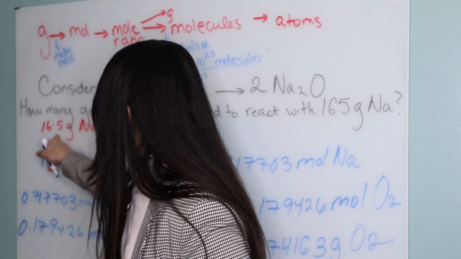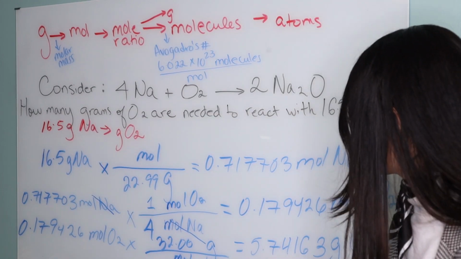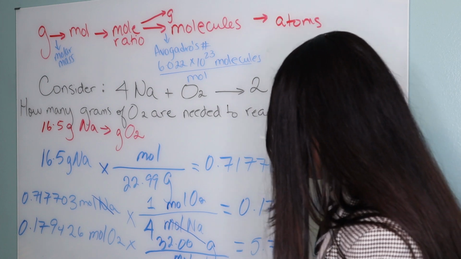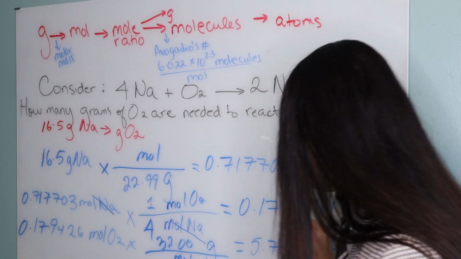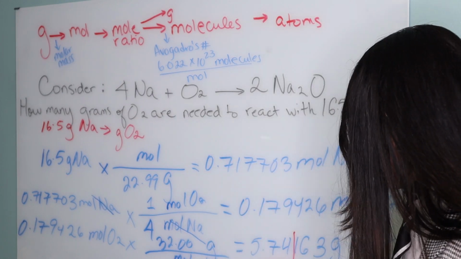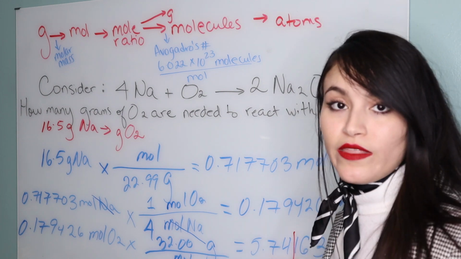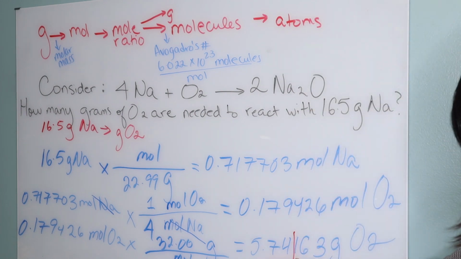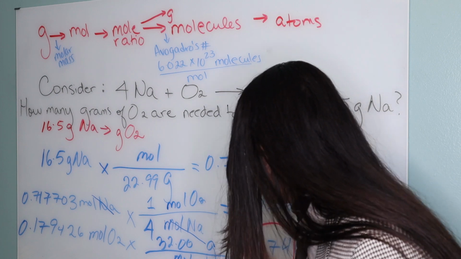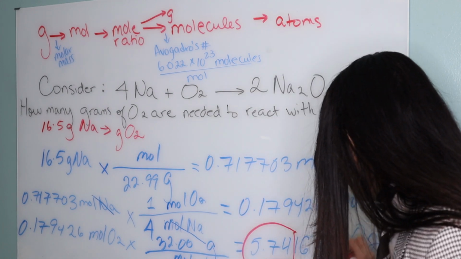Now let's not forget about the significant figures. We started out with 3, so our final answer should also have 3. So I'm going to stop right here: 1, 2, 3. Evaluate this number to see whether or not you need to round. The answer is no. So this right here is going to be my final answer.